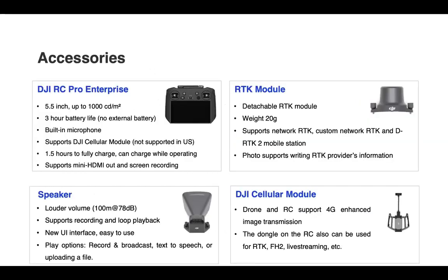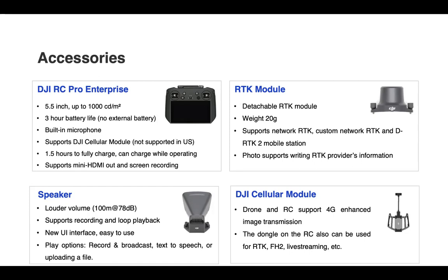Some of the accessories, the RC Pro Enterprise, looking at a 5.5-inch screen, up to 1,000 nits, 3-hour battery life. There is no external battery on the back of that, just to clarify. Has a built-in microphone for use with the speaker, supports the DJI cellular model, once again, not supported in the US. 1.5 hours to fully charge, and you can also charge it while operating.